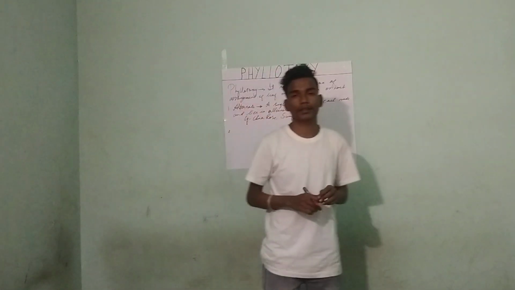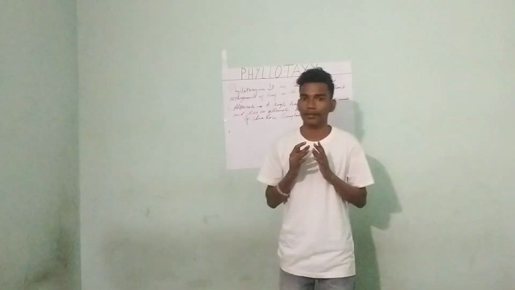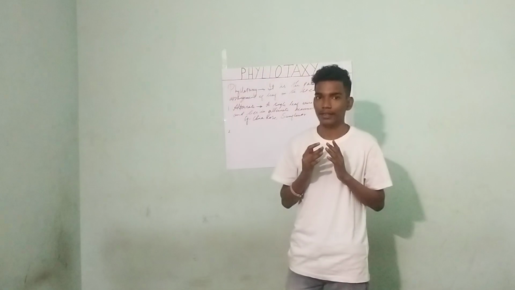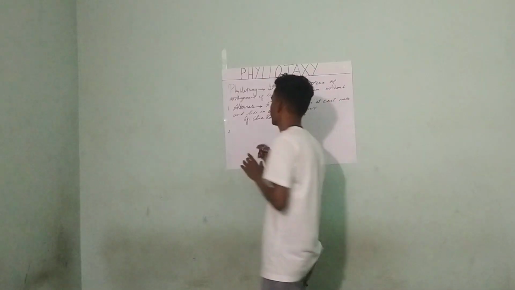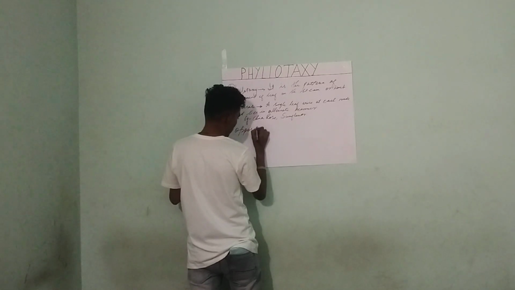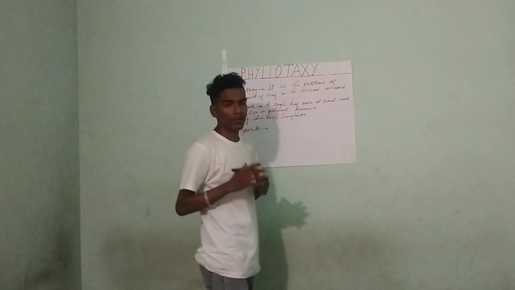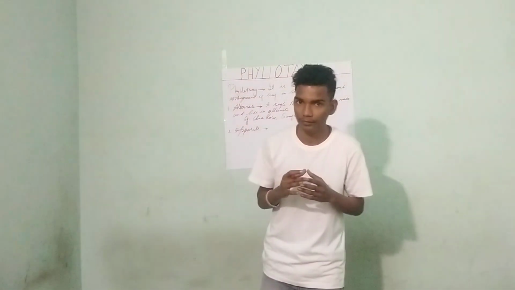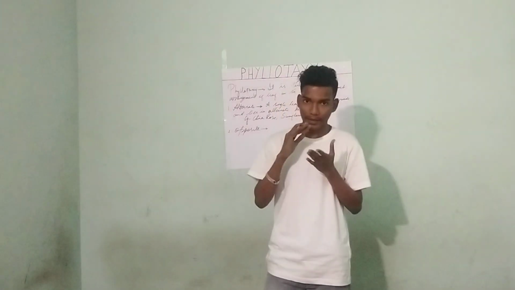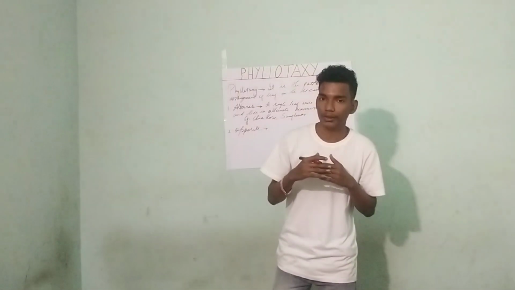As I said, it is classified into three types. So the first type is finished and we will move on to the second, that is opposite. In opposite type of phyllotaxy, a pair of leaves arises at each node and lies in opposite manner, means opposite to each other.